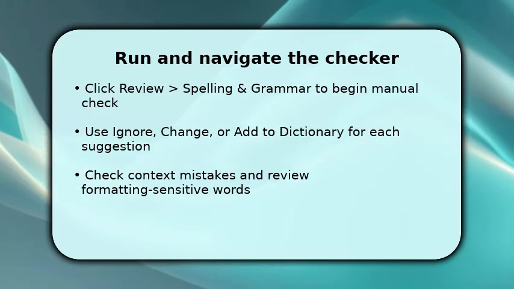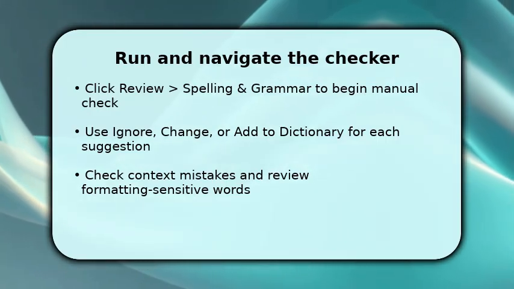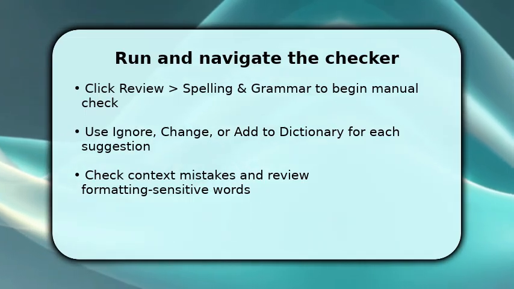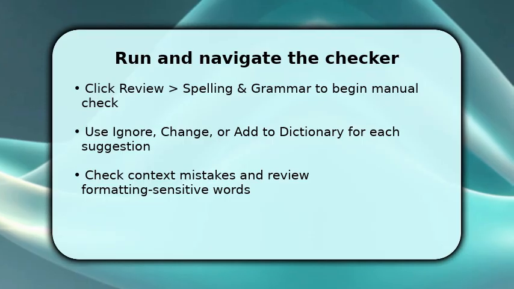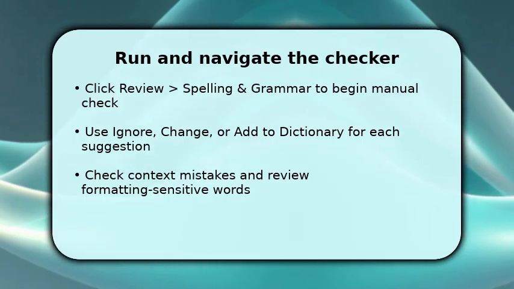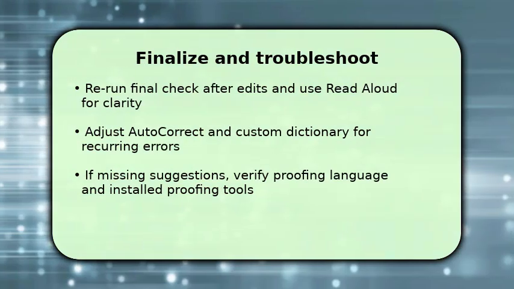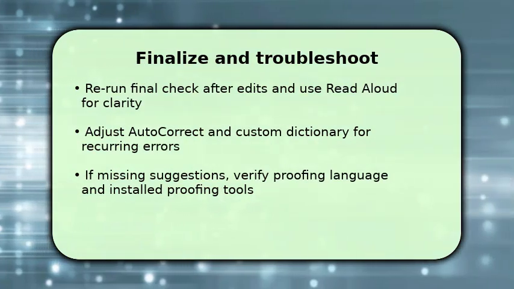Pay attention to context-sensitive suggestions like its versus it's and formatting-sensitive items such as acronyms or numbered lists. Once you reach the end, Word summarizes changes, so you can confirm nothing important was missed by rerunning the spell check after you accept edits. You want a clean pass.